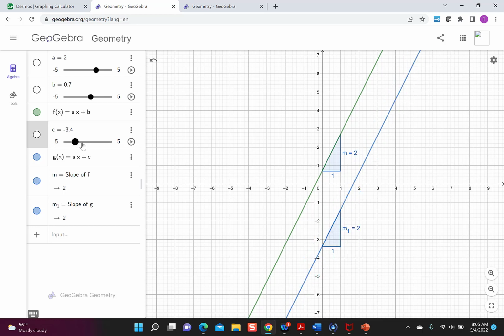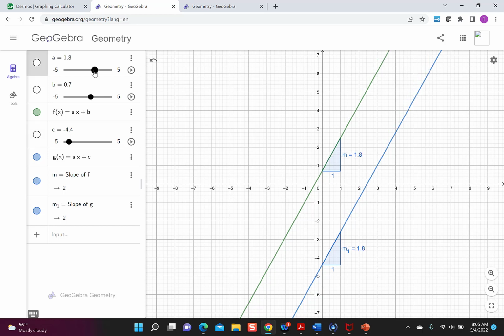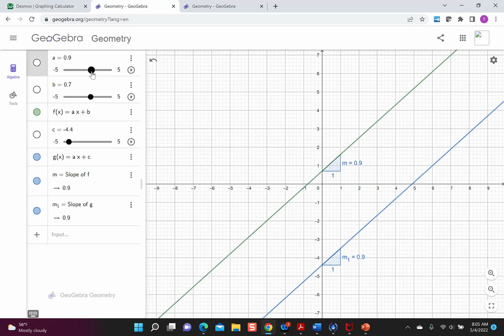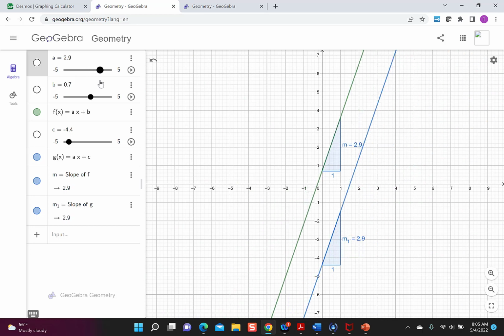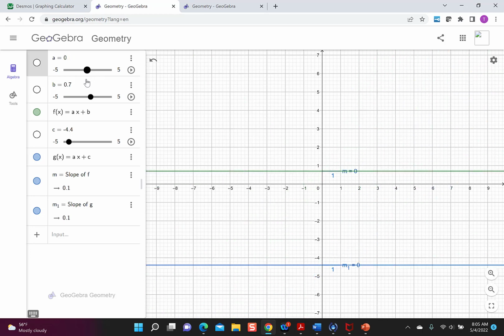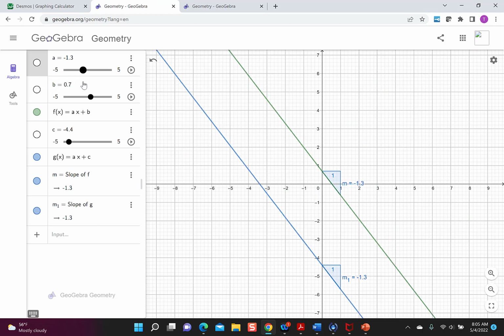Even if I move the line around, make it a little higher, make it a little lower, that slope of 2 keeps those two lines apart. They're both growing with the same slope. I can change the slope of the line, and they will continue not to touch. So they will both have that same slope even as I move them around, and they stay parallel.